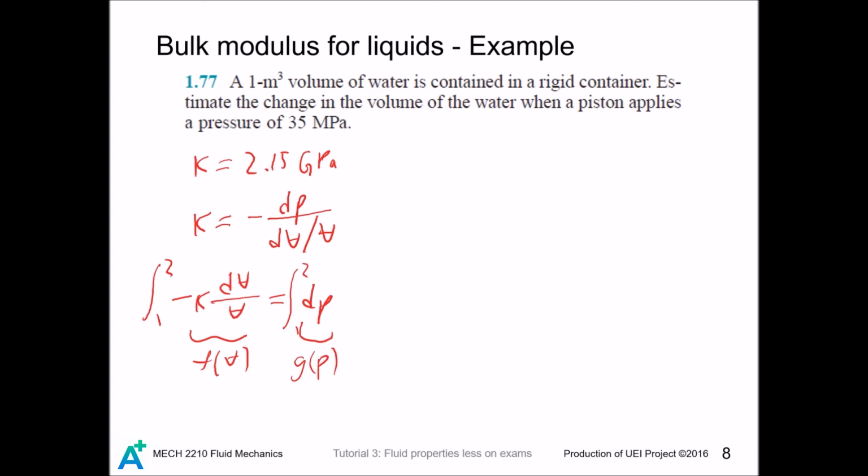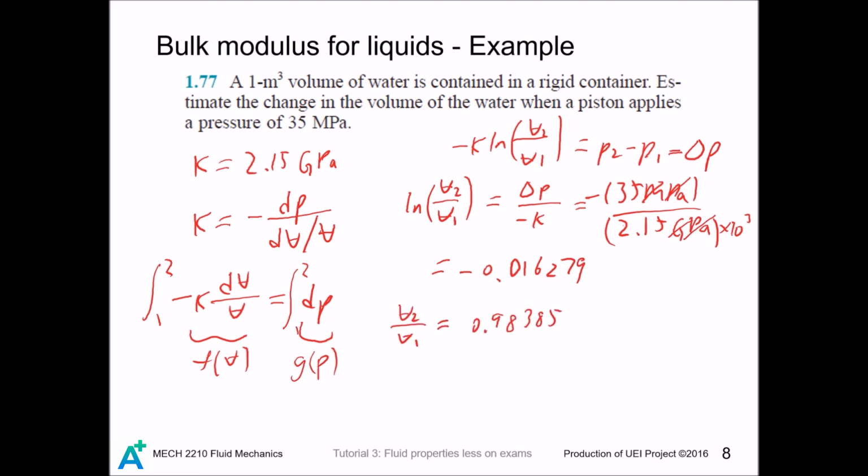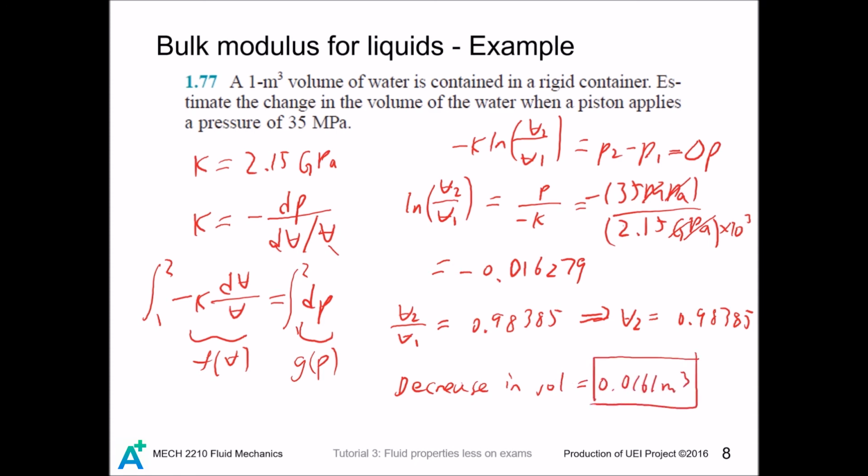If you still remember the integration formula, then this guy equals the pressure difference. And we throw the K to the right hand side, plug in the values, and there is a negative sign here. So this whole thing equals, and taking the exponential, the final volume is, so a decrease in volume is, and we are done with this question.